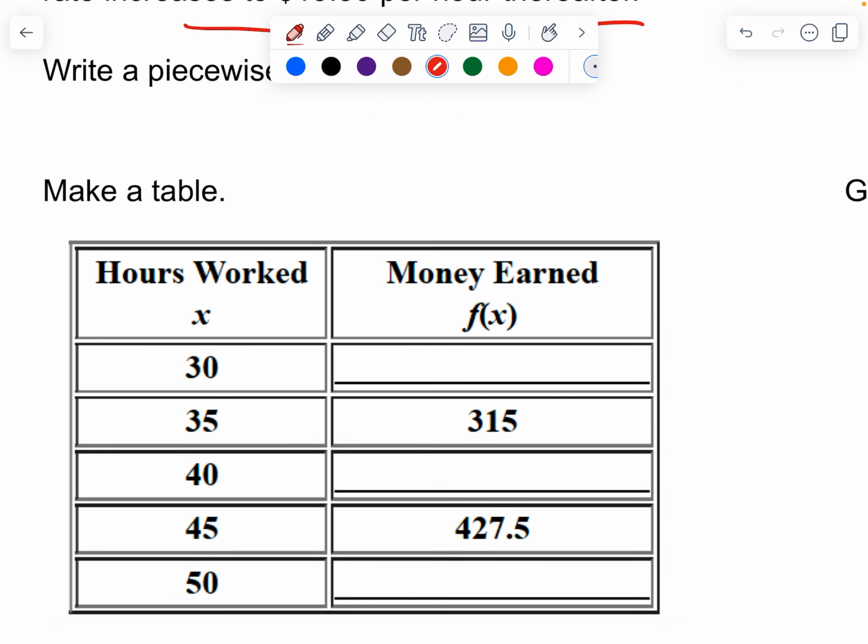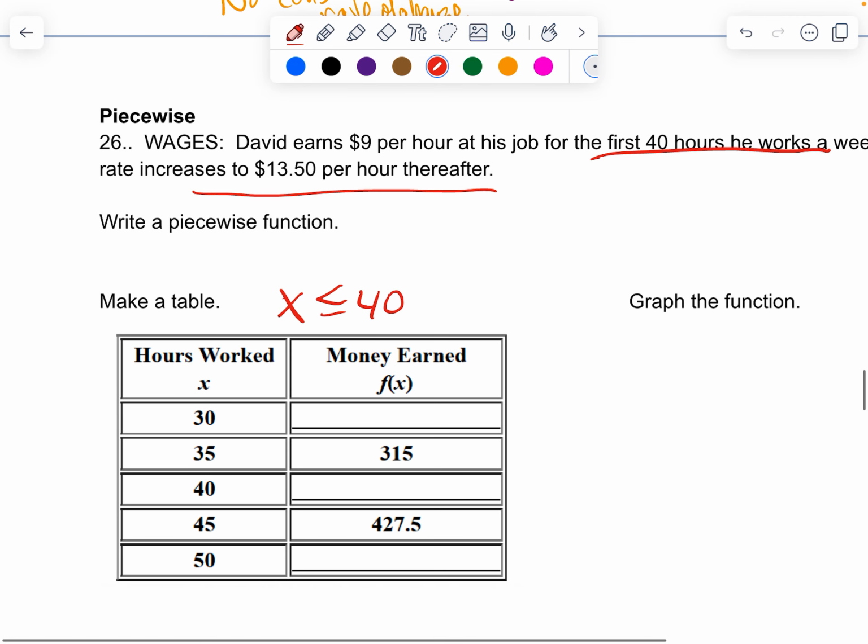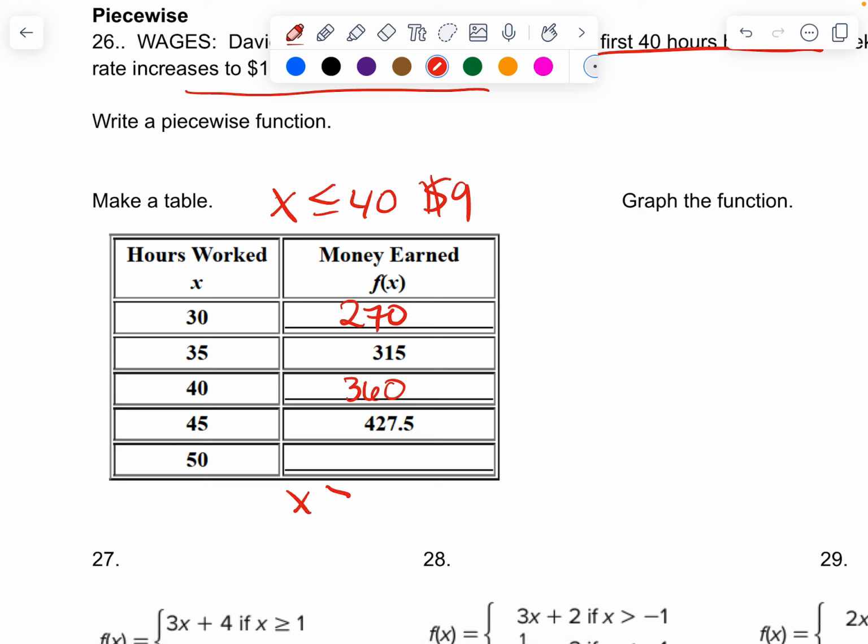So when x is less than or equal to 40, he makes $9 per hour. Okay, so we have to take 9 and multiply it by 30, and we should get 270. And by 40, 360.